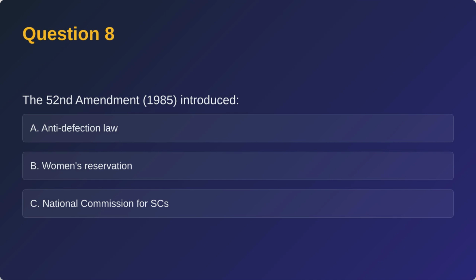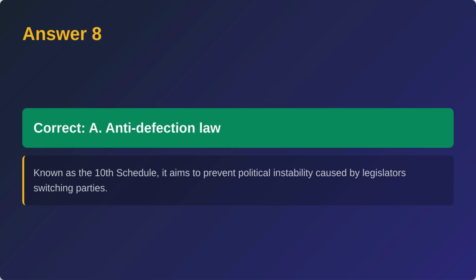Question 8. The 52nd Amendment, 1985, introduced what? Answer 8. The Anti-Defection Law. Known as the 10th Schedule, it aims to prevent political instability caused by legislators switching parties.